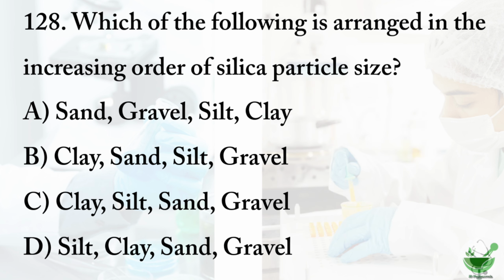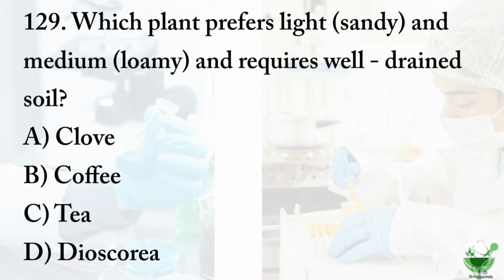Then question number 128. Which of the following is arranged in the increasing order of silica particle size? Option A, sand, gravel, silt, clay. Option B, clay, sand, silt, gravel. Option C, clay, silt, sand, gravel. Option D, silt, clay, sand, gravel. The correct option is option C, which is arranged in an increasing order of silica particle size: clay, silt, sand, gravel.